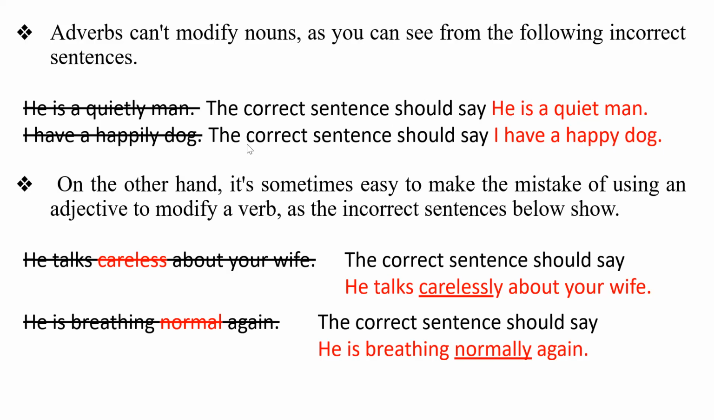On the other hand, it's sometimes easy to make the mistake of using an adjective to modify a verb, as the incorrect sentences below show. Okay, an adjective can only be used to modify a noun, and an adjective cannot be used to modify a verb. Now let's see the incorrect sentences below.